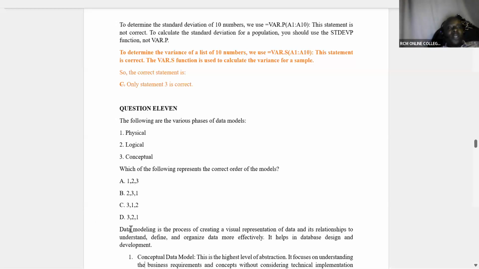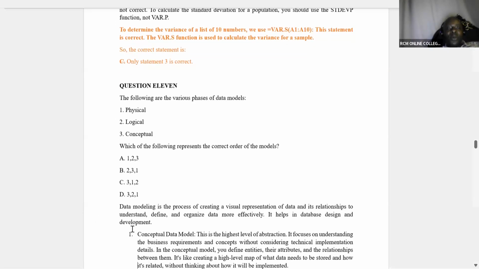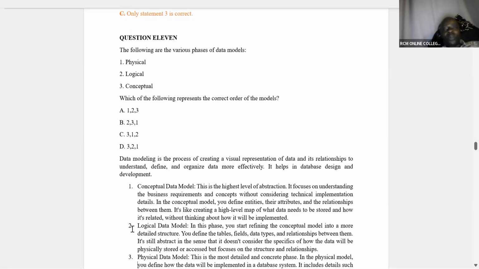We are told here data modeling is a process of creating a visual representation of data and its relationships to understand, define, and organize data more effectively. It helps in database design and development. So you're told here conceptual data model. This is the highest level of abstraction. You know, an abstract is something that when you are writing a thesis, basically you are at the very, very initial stages. I mean, you don't know how this particular project will pan out, right? So basically you're trying in this case to give us like a summary, all right?